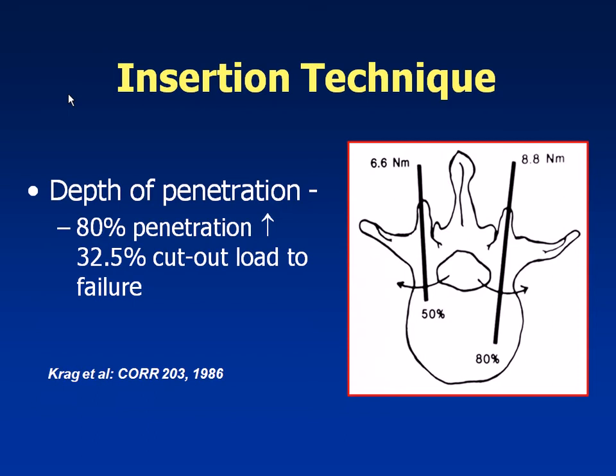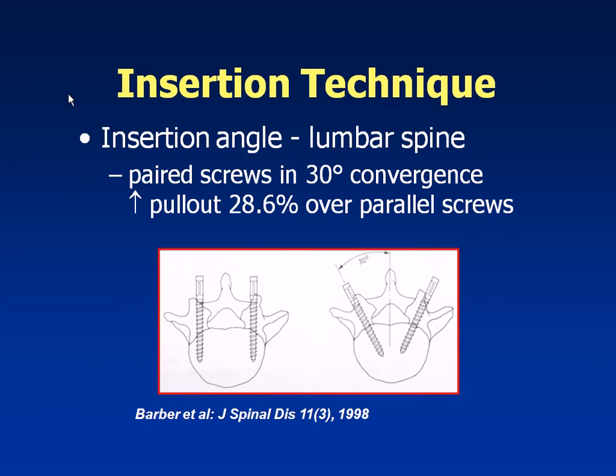This is feasible for S1, but for the other levels, of course, this may be dangerous. But what we can do is use as long a screw as possible. Regarding insertion angle in the lumbar spine, we can easily place paired screws with 30 degrees of convergence for the majority of the lumbar spine, and this will add almost 30% pull-out strength when compared to parallel screws. This is actually what we do also for other patients who have no osteoporosis.